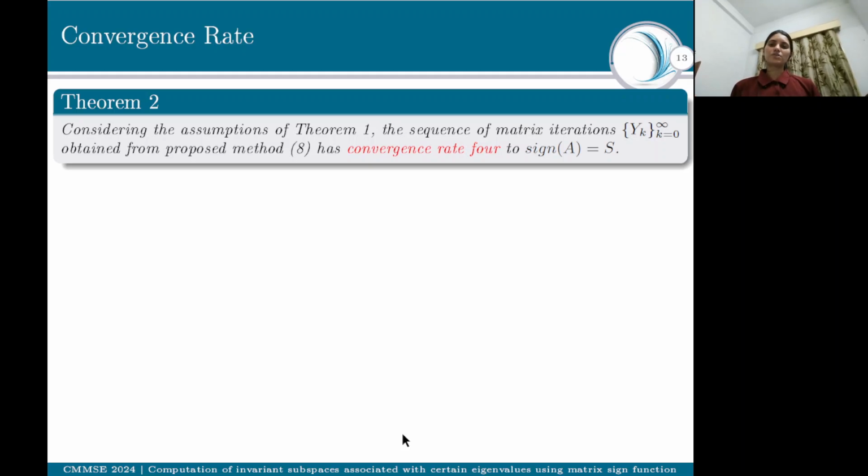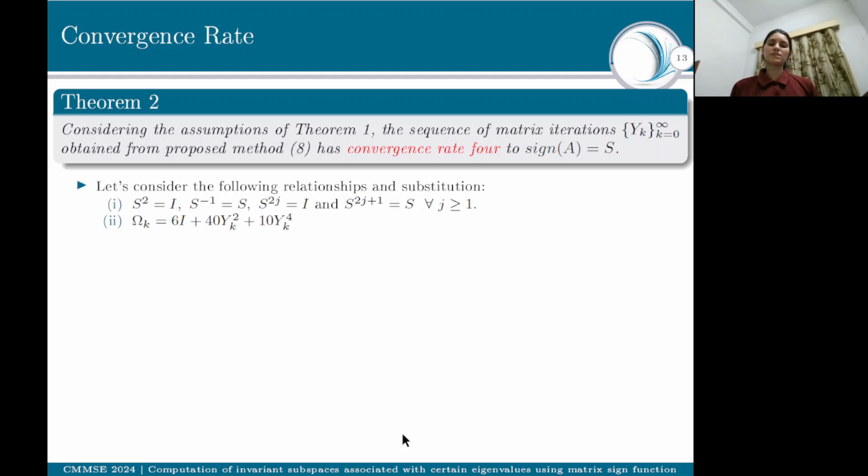So here comes the convergence rate. The convergence rate of our proposed method is actually 4. For proving this, we have considered these relationships. These are actually the properties of the matrix sign function, that is, its square is always the identity matrix and its inverse is equal to itself, and even power is always identity and odd power is itself.